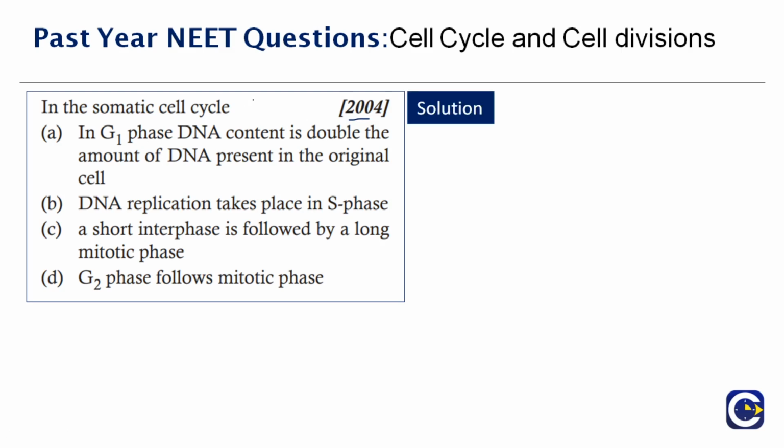Okay, let's go option by option. In G1 phase, DNA content is double the amount of DNA present in the original cell. This is wrong. DNA replication takes place in the S phase. Yeah, we all agree with that.